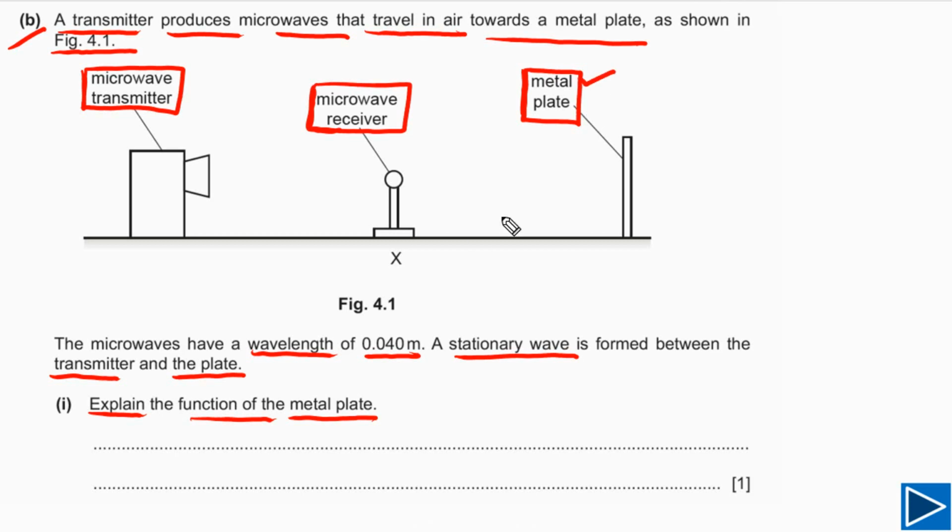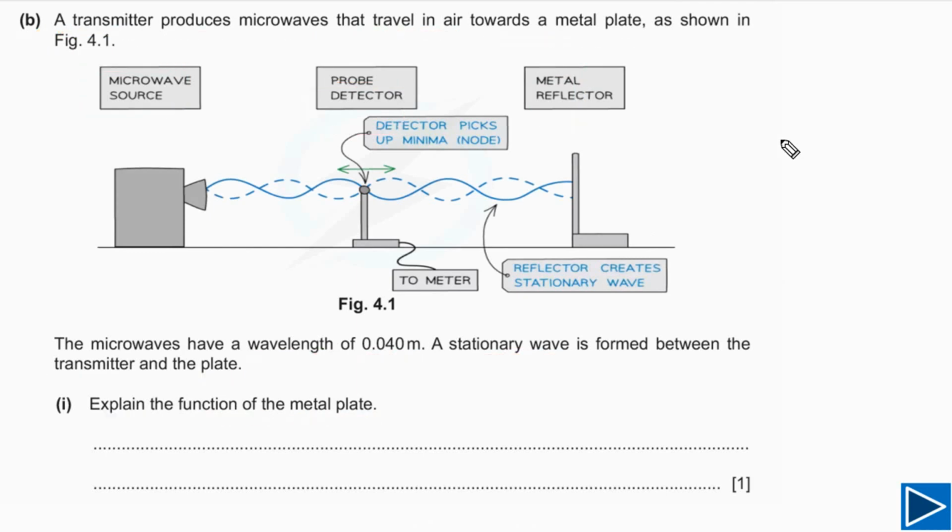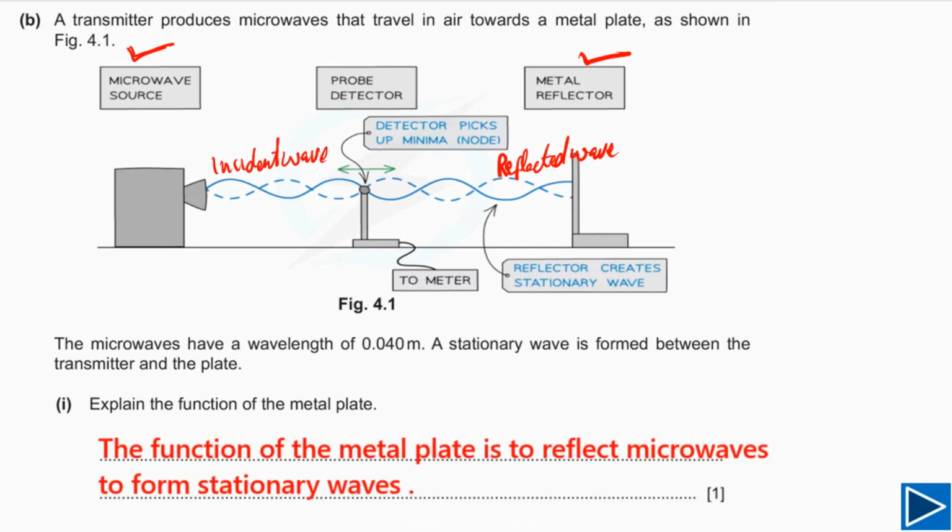So this is very simple how you can answer. If you look at this one, I have already drawn here. This picture is very clear to see how stationary waves are formed between the metal plate and the microwave source, or you can say microwave transmitter. The function of this metal plate is simply to reflect microwaves. This is the reflected wave and this one is the incident wave. Here is the final answer. This is how you can write down your final answer for this question.